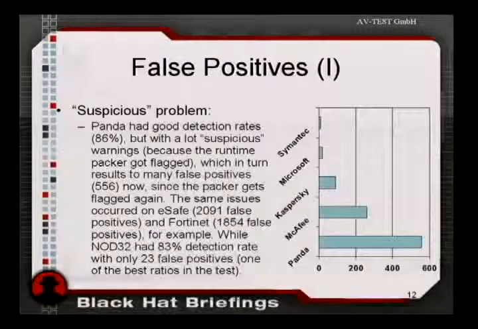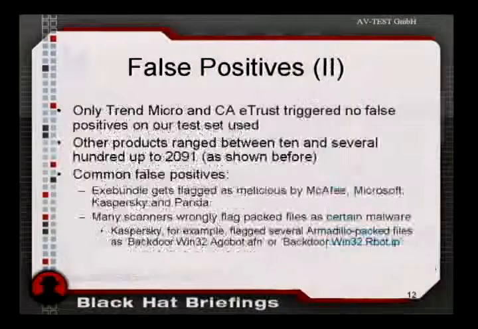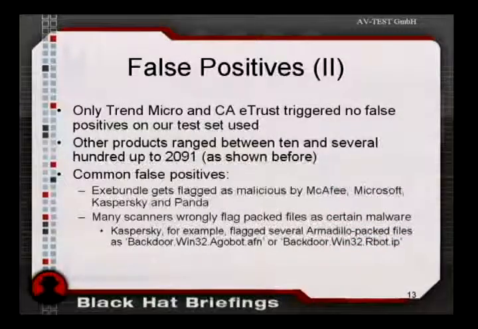On the other hand, there are programs like NOD32 that has very good detection rates too, but also only few false positives. On the right-hand side, you can see a figure, and in this figure, there is shown a comparison of false positives between common antivirus programs, and there you can see that usually false positives range between 10 and several hundreds. During our test, only 2 products triggered no false positives. These products came from Trend Micro and from Computer Associates.